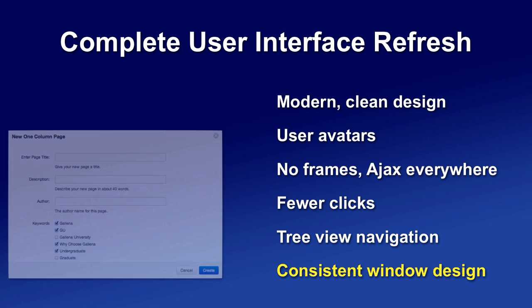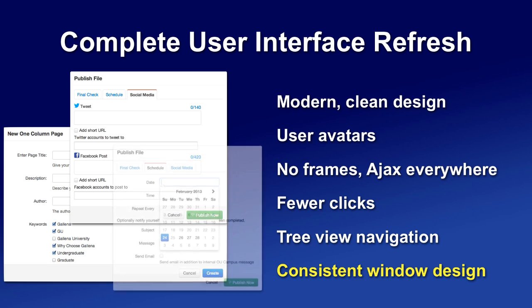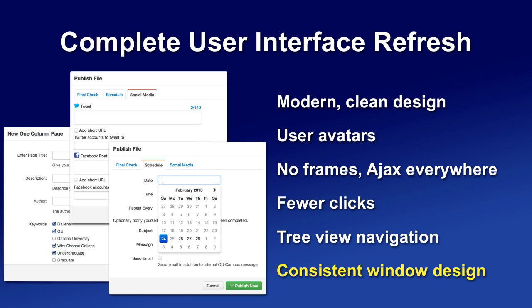And finally, consistent window design. So we got a lot of feedback over the years that our windows were inconsistent, that there were a lot of things that were confusing you in training, and is the OK button or the cancel button or the publish button in a different place every time, and it got to be a mess. So in taking it all apart and putting it back together again, we were just able to clean up all of those little things to everyone's advantage.